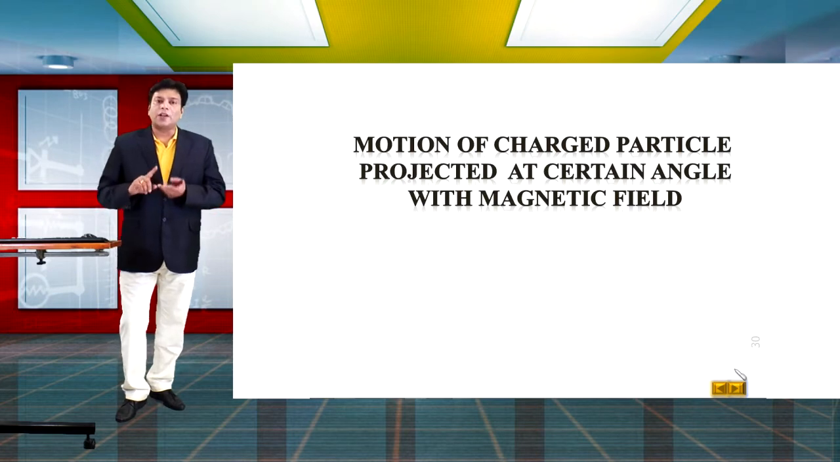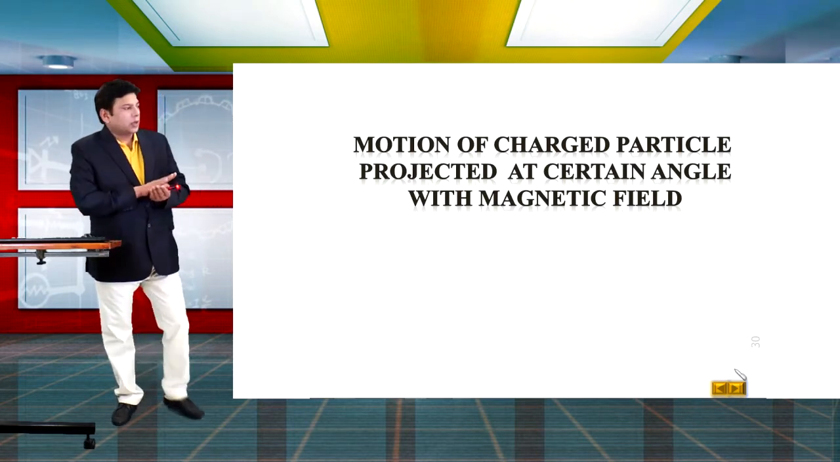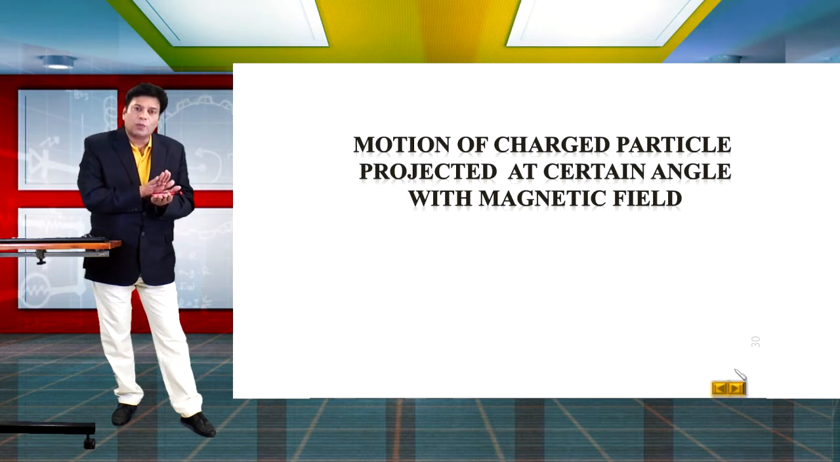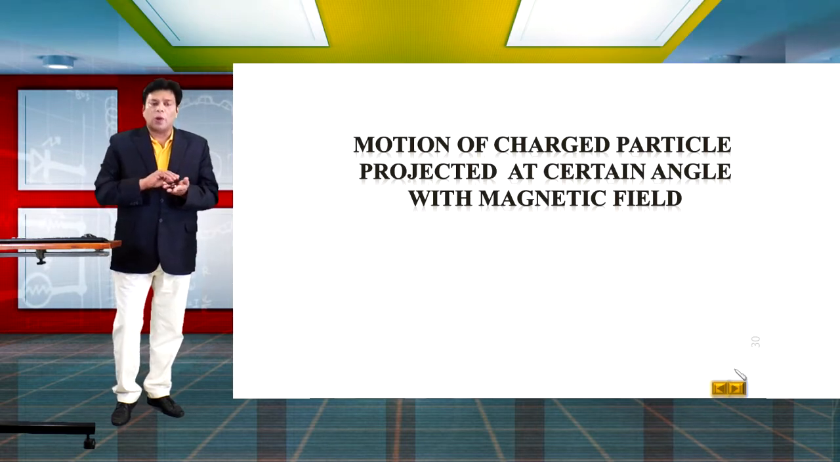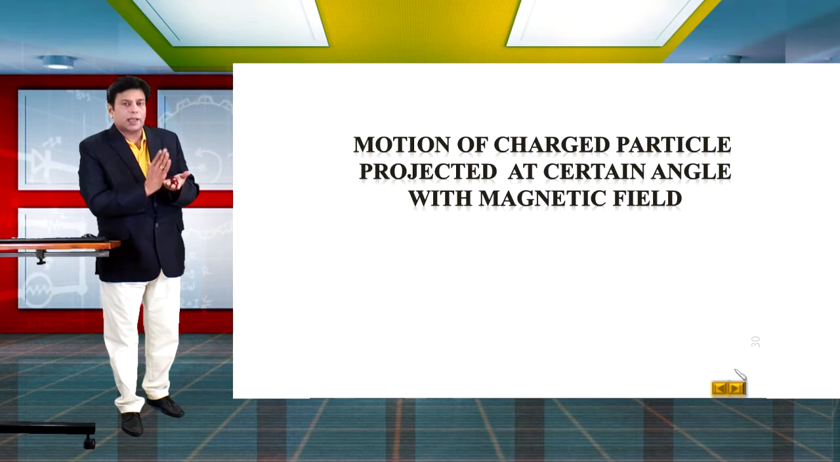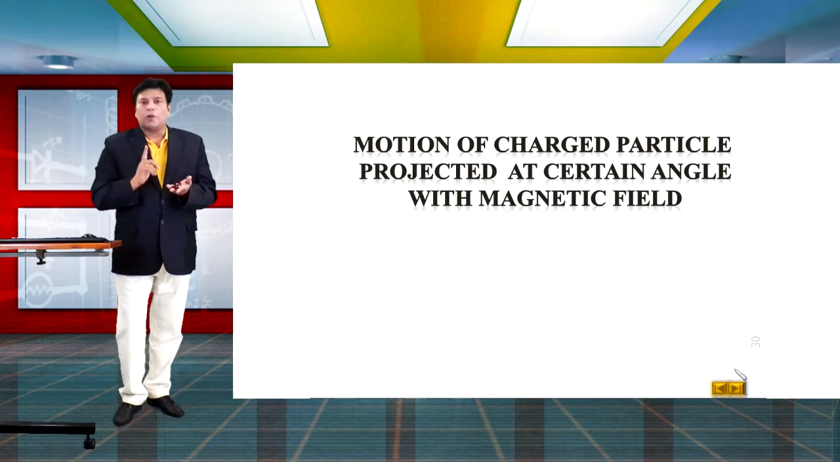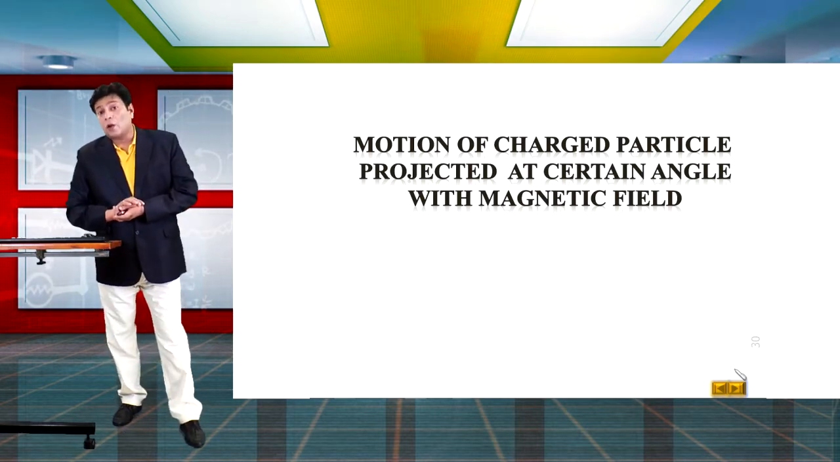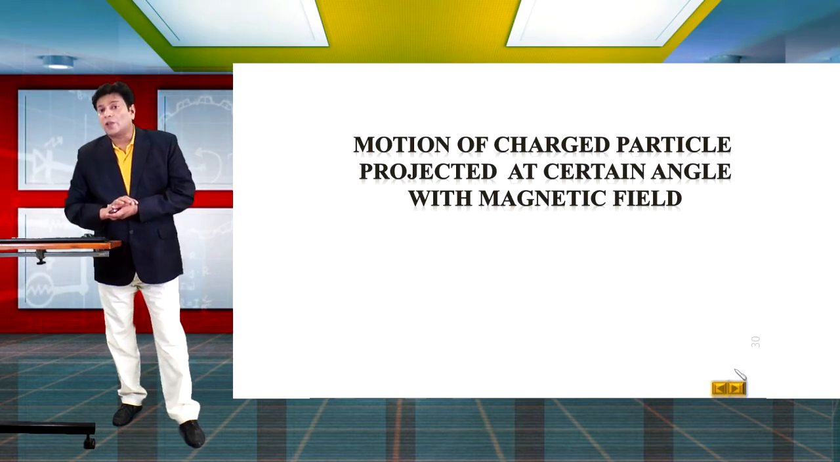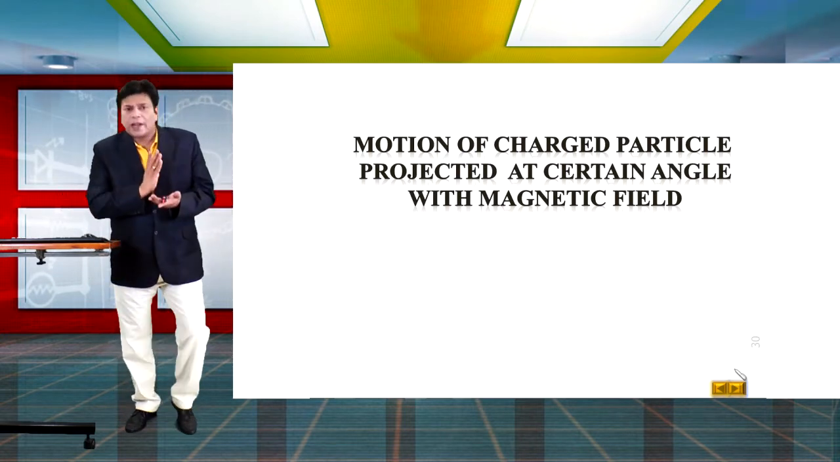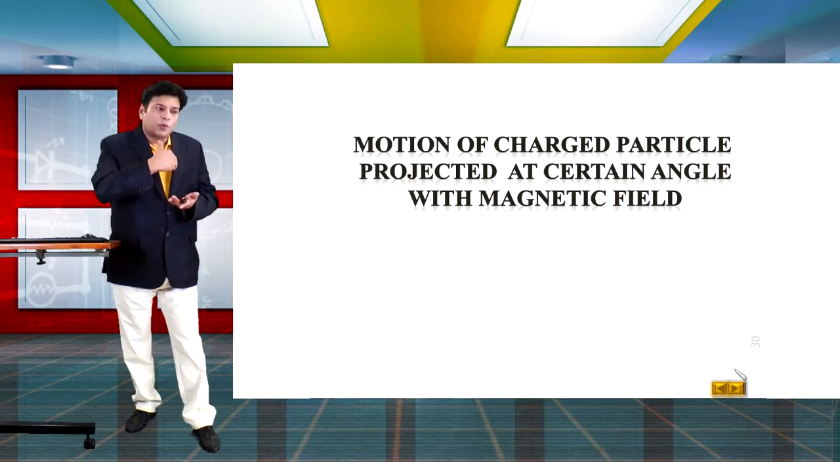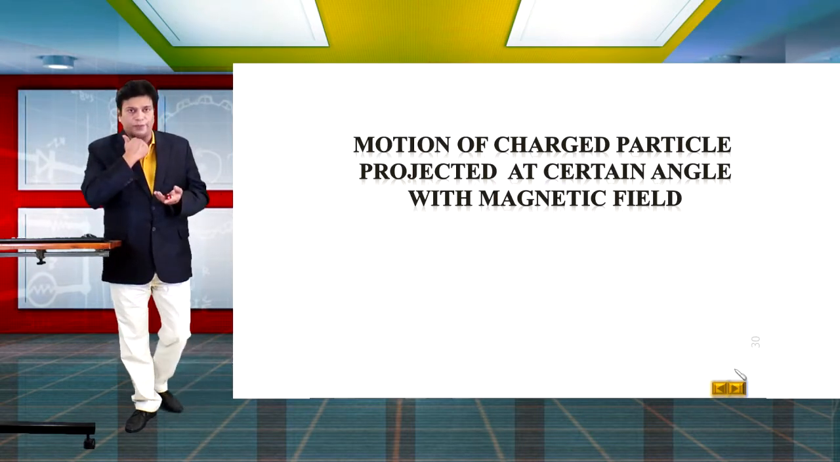Now let us consider one special situation. Suppose a charged particle starts moving at a certain angle with respect to the magnetic field direction. And suppose we make two components of the velocity, one parallel to the magnetic field, the other perpendicular to it. We know when a charged particle moves parallel or anti-parallel to the magnetic field, there is no change in its velocity because no force acts. But the perpendicular component provides the force which is responsible for the circular motion.